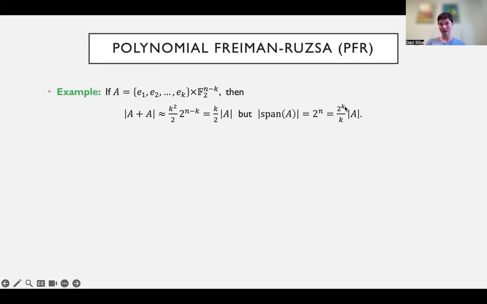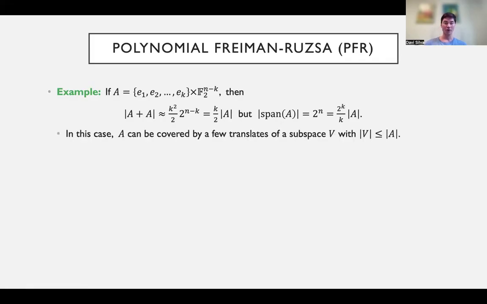And so you have that the size of the span is 2 to the k divided by k times the size of A, and the doubling constant is k over 2. So this is an exponential dependency in the doubling constant. However, in this case, we can say something more. While A is not inside a small subspace, and you need this exponential dependence on the doubling constant in order to contain A in a subspace, it can be covered by few translates of a subspace V of size close to the size of A. And the subspace V is essentially F2 to the n minus k times the all zeros.